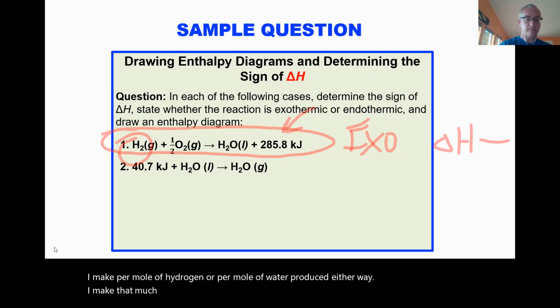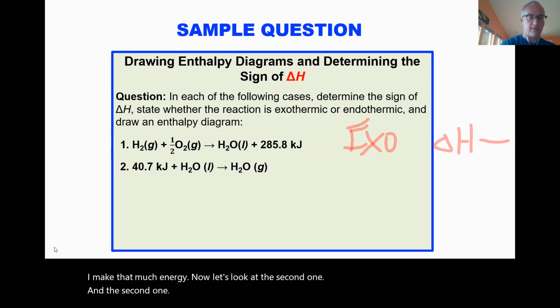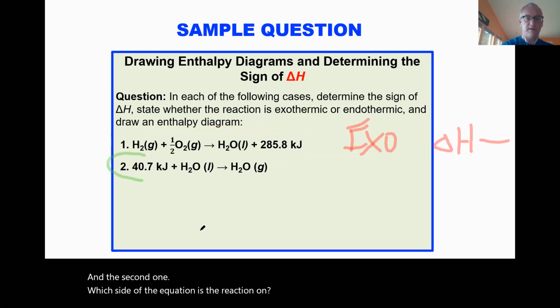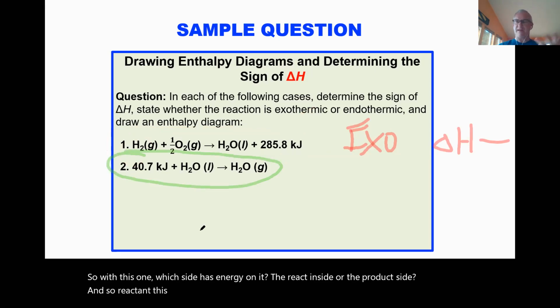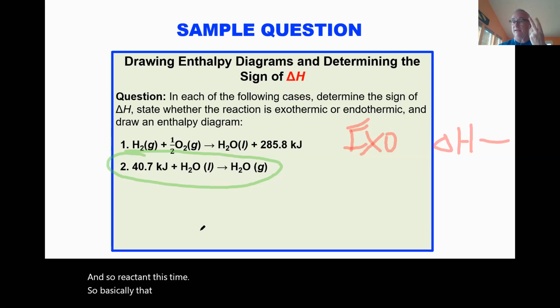Now let's look at the second one. Which side of the equation is the energy on? With this one, which side has energy on it, the reactant side or the product side? The reactant. It's the reactant this time. So basically what that means is I have 2 reactants: liquid water and energy. And when I combine liquid water and energy, I get steam.